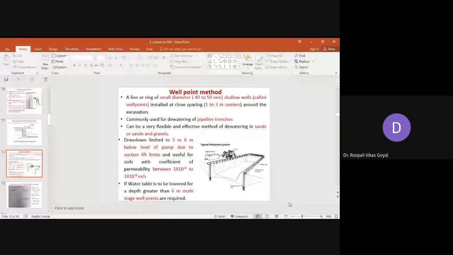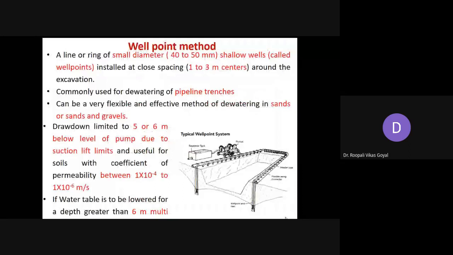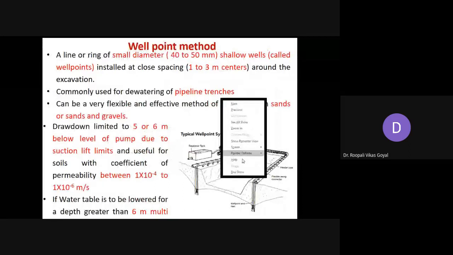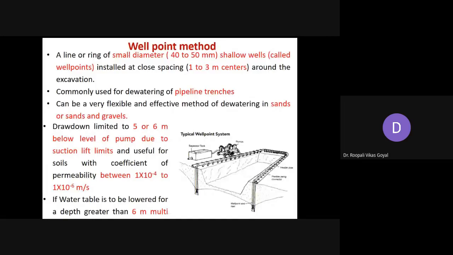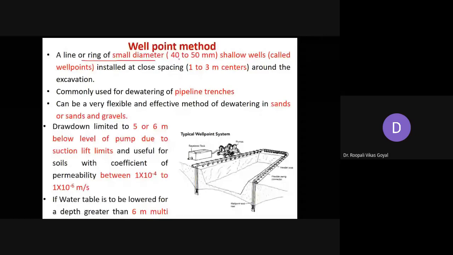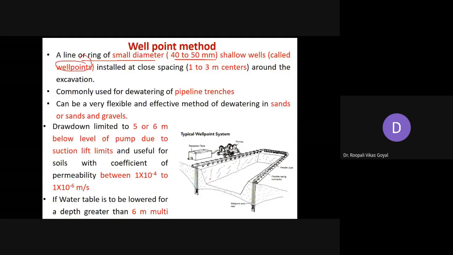Point is also a well only, but it is a shallow well. Okay, so here in the well point system, it consists of a line or a ring of small diameter shallow wells. Small diameter means only 40 to 50 mm diameter, and these are called well points. In this figure, you can see a number of such well points are provided, covering all around the area to be excavated further, and which is already excavated.